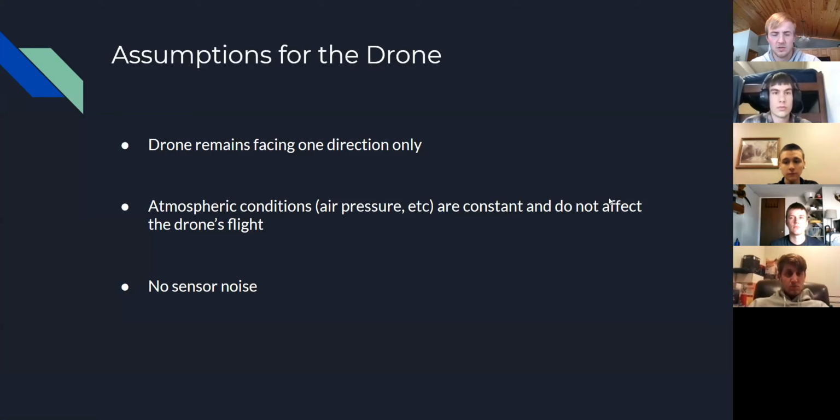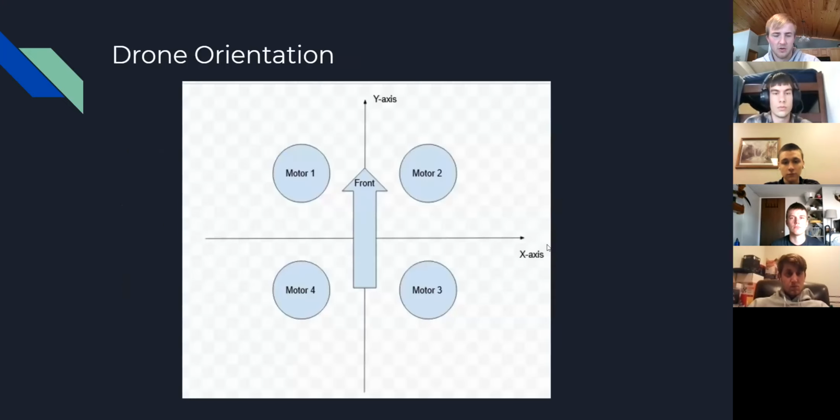So some of the assumptions for the drone that we made to narrow this down and make it a little easier: the drone remains facing one direction only. The atmospheric conditions, like rain and wind, are constant and do not affect the drone's flight. And there's no sensor noise. And then here's the drone orientation that we chose, following with the previous slide.